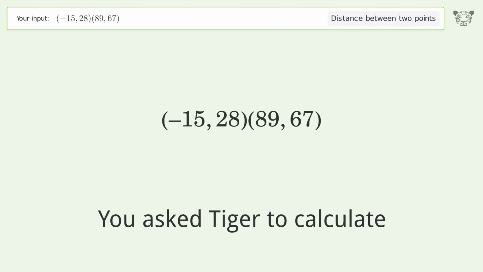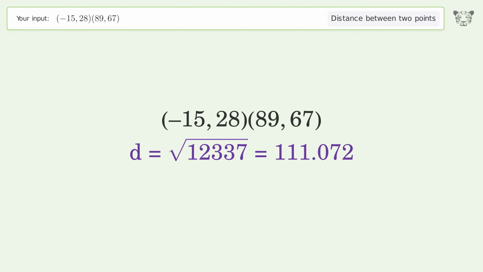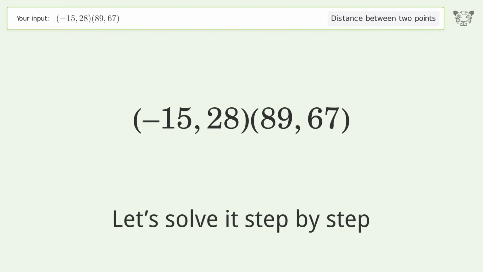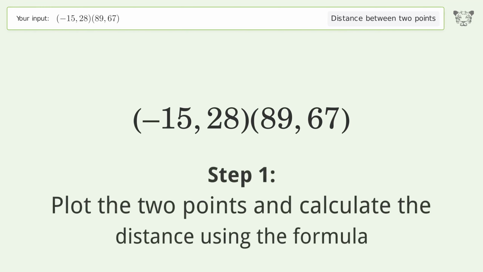You ask Tiger to calculate. This deals with the distance between 2 points. The distance between the 2 points is the square root of 12,337, or 111.072. Let's solve it step by step. Plot the 2 points and calculate the distance using the formula.